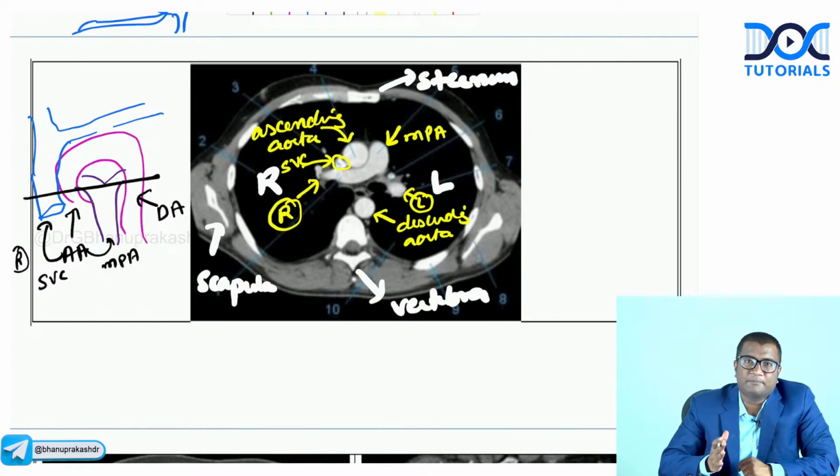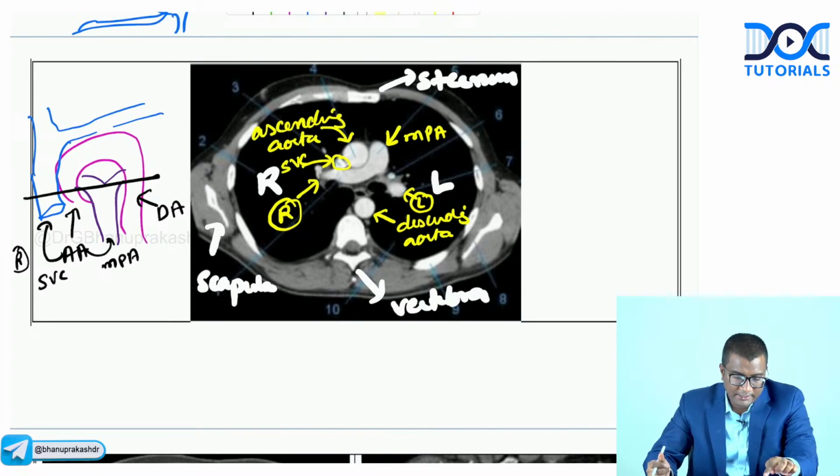The same thing you are seeing. Anteriorly you have the ascending aorta, posteriorly you have the descending aorta. To the right is your superior vena cava, to the left is your main pulmonary artery. And you can see the right and left branches of the pulmonary artery also. You need to understand this image, very important for your radiological anatomy.